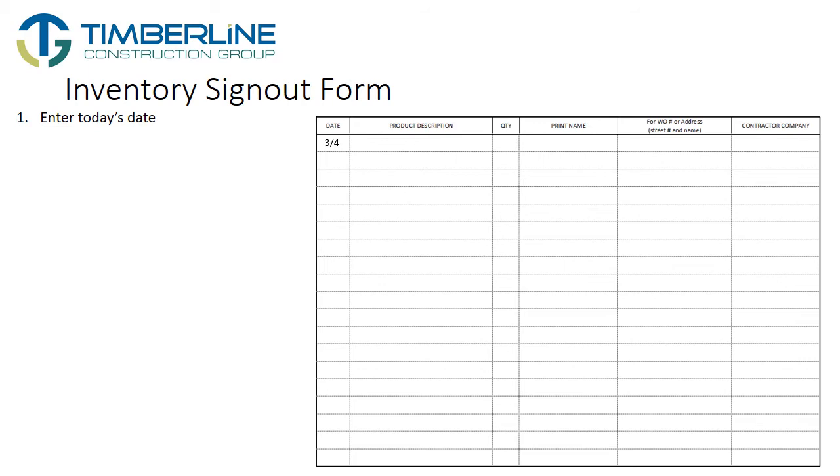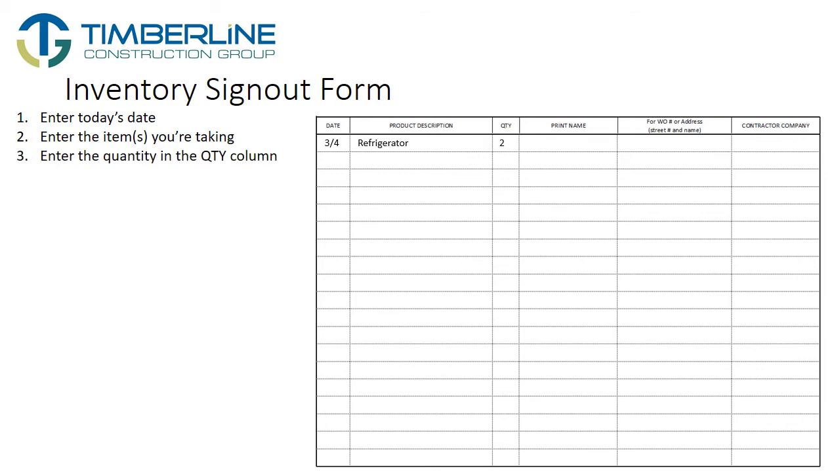When they go to sign out an inventory sign-out form, this is how to process it. First, enter in today's date under the date column. Next, enter in the description of the items you're taking. This can be very simple and generic. Window AC, portable AC, gas water heater, electric water heater, or refrigerator or microwave.